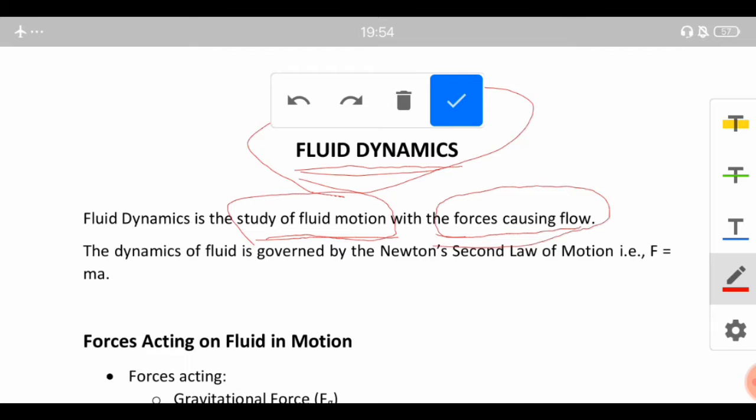that cause the flow. The dynamics of fluid is governed by Newton's second law of motion, that is F is equal to ma. So wherever you are getting some kind of force, Newton's second law is applicable over there, and thus it is governed exclusively by Newton's second law of motion. You will get many things like the energy equations, and it is all based on this Newton's second law of motion.